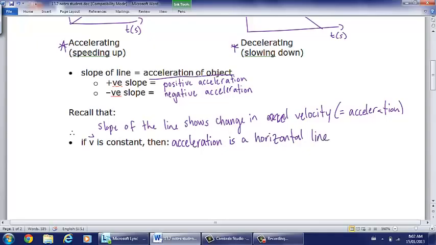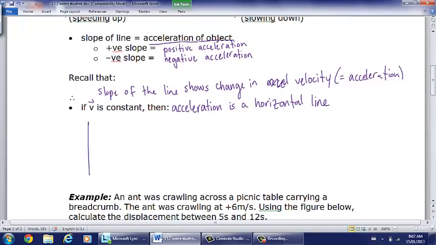So let's do a graph of what that would look like. If we had velocity here on the y-axis, meters per second forward, and time in seconds on the x, for a constant velocity, no acceleration, will be a horizontal line. Now, you know that the slope of the line equals the acceleration. On a velocity versus time graph, you can also get information about displacement. And this is by looking at the area under the velocity time graph.